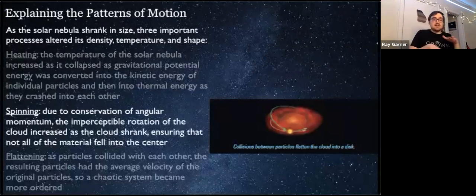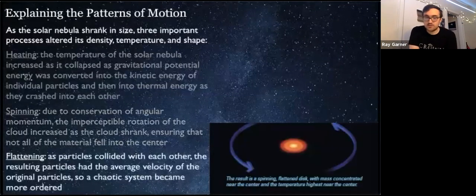But that also meant that not all of the material fell into the center, because as it's collapsing, it's going to spread out into this sort of disk. The greater the angular momentum, the more spread out the disk will be. And the final process is flattening. So the solar nebula flattened into a disk.